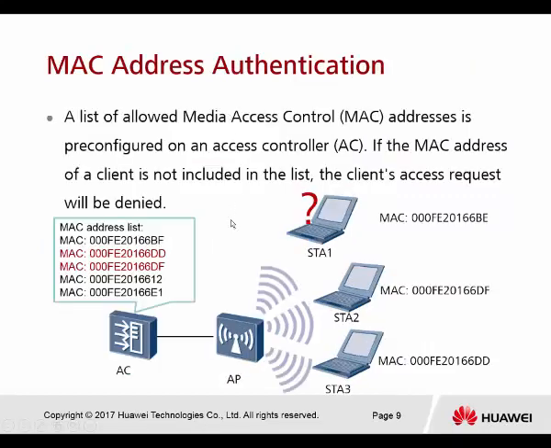Then the next one, MAC address authentication. We can configure MAC authentication on our controller here. We are going to create a blacklist or a whitelist. For example, I create a blacklist. For those MAC addresses inside the blacklist, when the user tries to associate with our SSID, even if they give the correct password and the correct username, the AC will still not allow them to associate, because they are already on the blacklist. It is based on the MAC address.